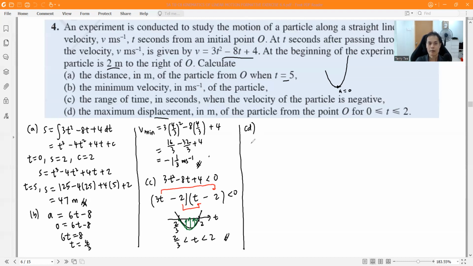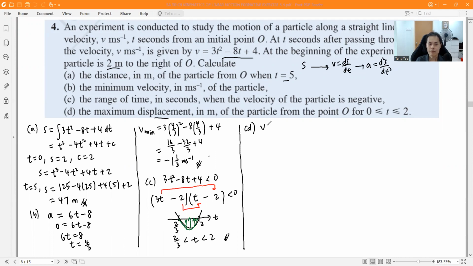And finally, part D, find the maximum displacement from point O for which t is between 0 and 2. Maximum displacement. Okay, so here's the thing. Maximum displacement happens when, let me just show you here. When you differentiate displacement, you get velocity, which we call V, is ds/dt. And you differentiate one more time, you get your A, which is d2s/dt squared. So maximum displacement happens when V is 0.